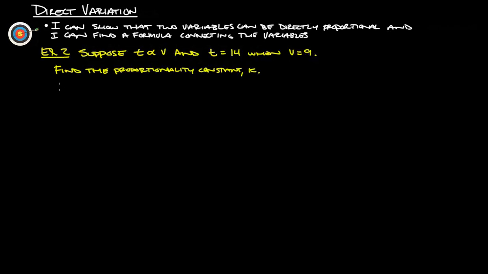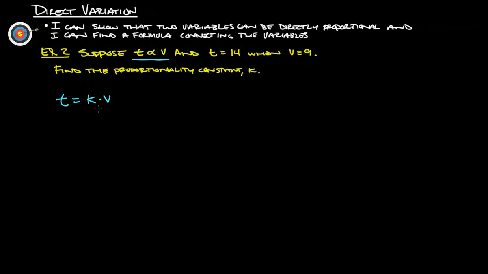Let's take a look at example 2. Suppose t varies directly with v and t equals 14 when v equals 9. Find the proportionality constant k. If t varies directly with v, what we know is that t is going to equal our proportionality constant k times v.